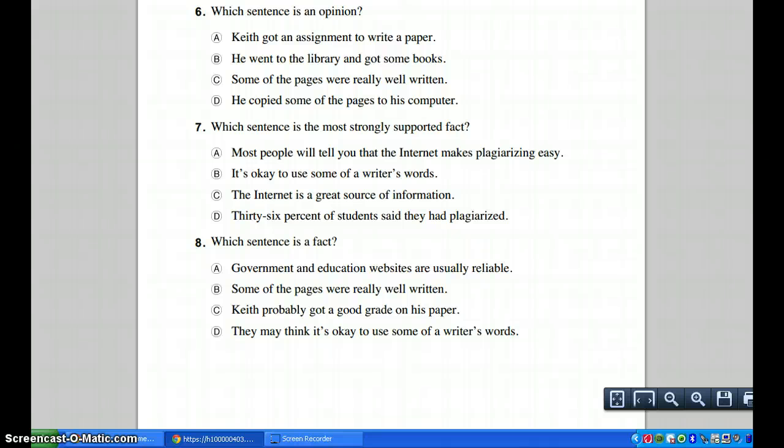Number 8, which sentence is a fact? A, government and education websites are usually reliable. B, some of the pages were really well written. C, Keith probably got a good grade on his paper. D, they may think it's okay to use some of a writer's words.